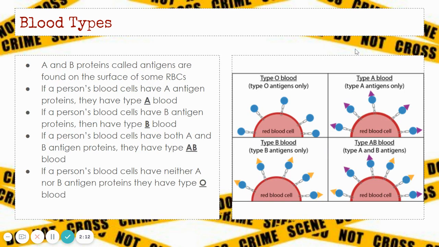A and B proteins, called antigens, are found on the surface of some red blood cells. So the antigens are the ones on your red blood cells. If a person's blood cells have the A antigen proteins, then they have type A blood. If the person's blood cells have B antigen proteins, they have type B blood. If they have both A and B antigen proteins, they have type AB blood. And if the person's blood cells have neither A nor B antigen proteins, they have type O blood.